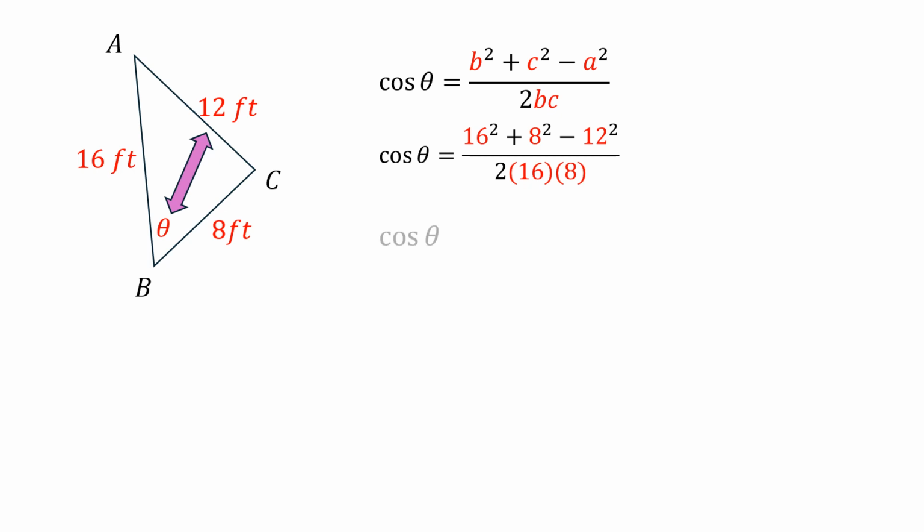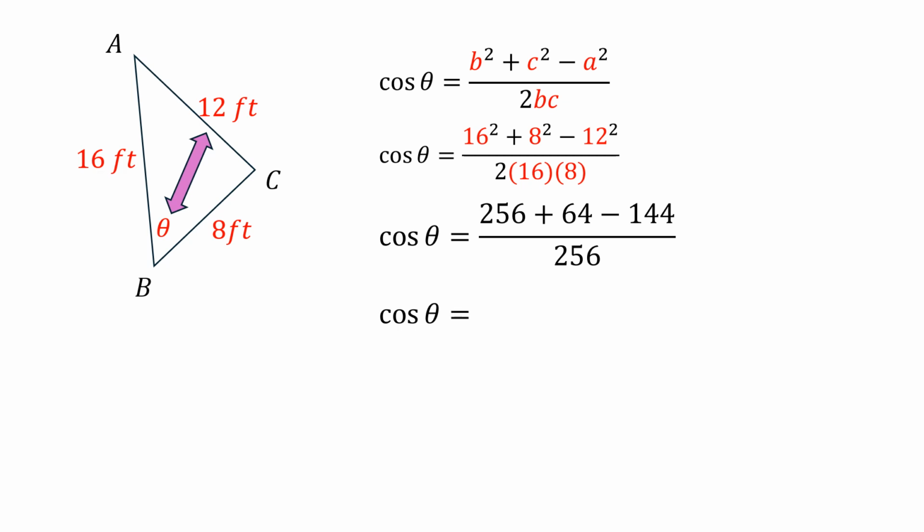So let's compute each term. Cosine theta equals, so 16 squared is 256, 8 squared is 64, and 12 squared is 144, over 2 times 16 times 8, which is 256. Then combine the top. So 256 plus 64 minus 144 is 176.